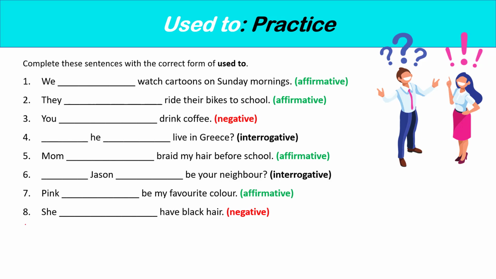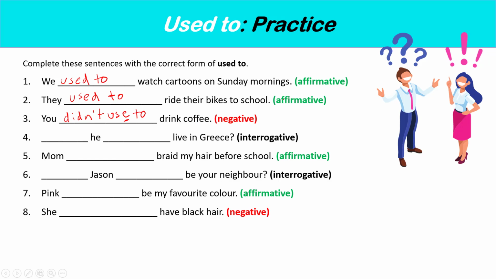Number 1, we used to watch cartoons on Sunday mornings. That means that in the past, we often watched cartoons on Sunday mornings. Number 2, they used to ride their bikes to school. Number 3, you didn't use to drink coffee. Now be careful and do not add a D after the E. We say, you didn't use to drink coffee.